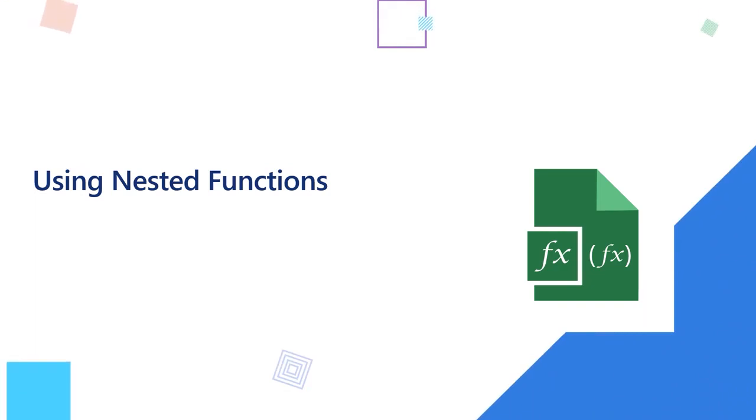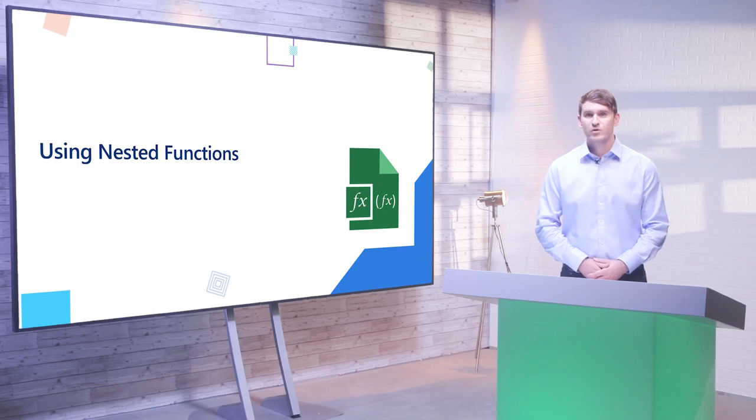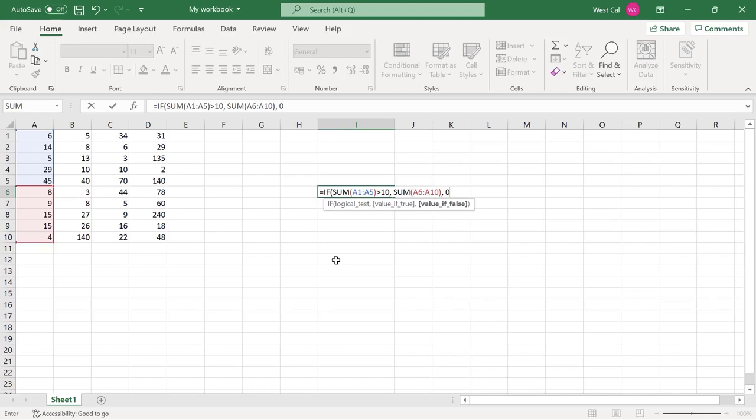Some situations require that a function be nested inside of another function. This means that you're using the results of the nested function as arguments. Using another function as one of the arguments in the formula expands what the original function can do. Here is an example of a nested function. The two SUM functions have been nested inside of a single IF function. The IF function will often have other functions nested inside it.